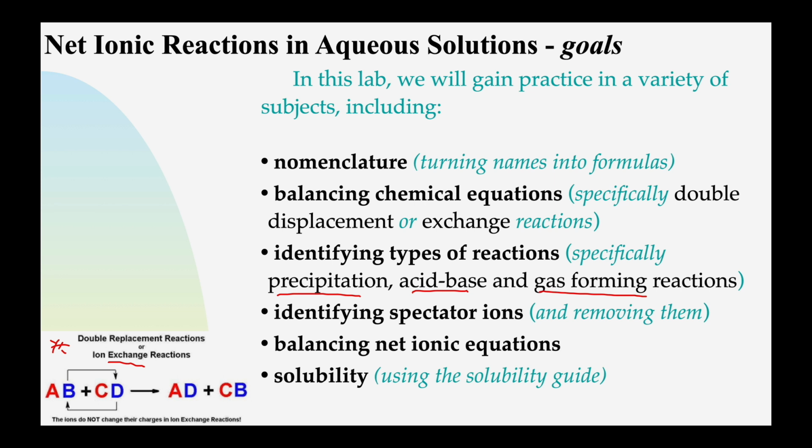We'll then figure out what the spectators are, spectator ions. Those are ions that don't really participate in the chemistry of the reaction. And after pulling them out, we'll then be able to create a balanced net ionic equation, which is basically showing that action of the reaction. Things that aren't in the net ionic equation aren't really participating in the chemistry. And then, of course, along the way, we'll have to talk about solubility, figuring out when things are aqueous or solid, i.e. do they dissolve or do they not, using the solubility guide.